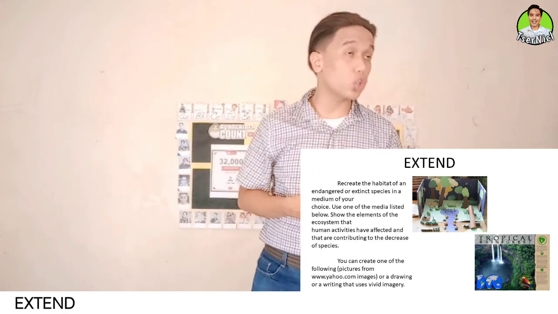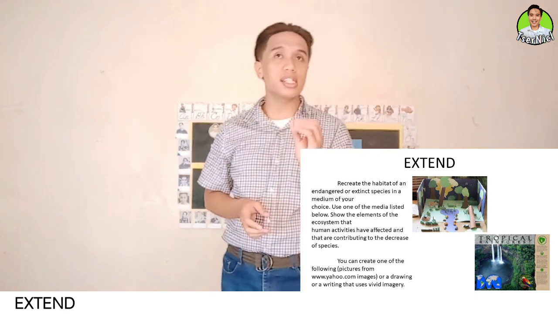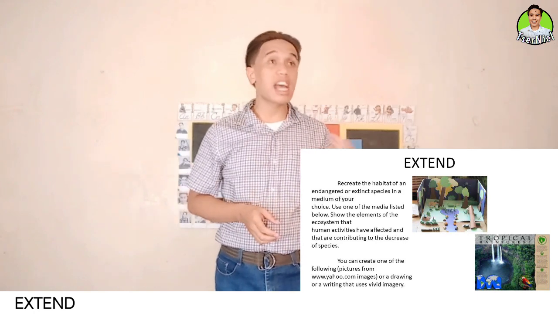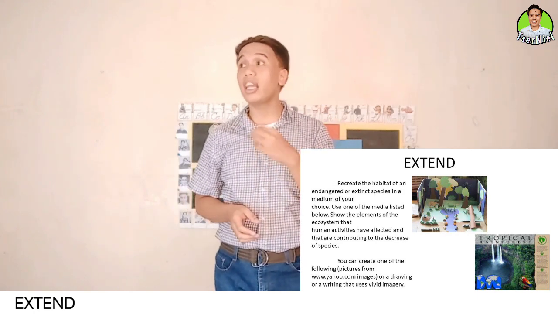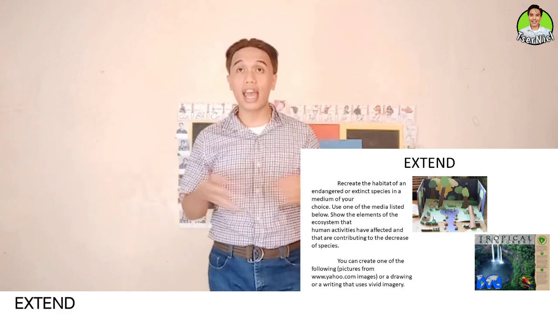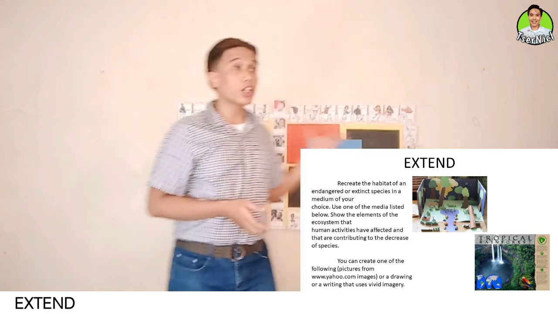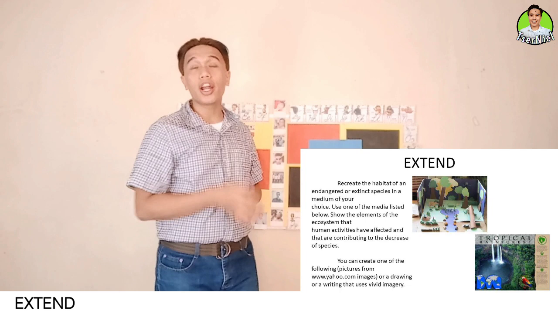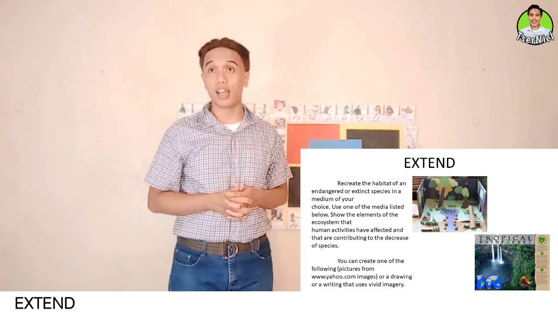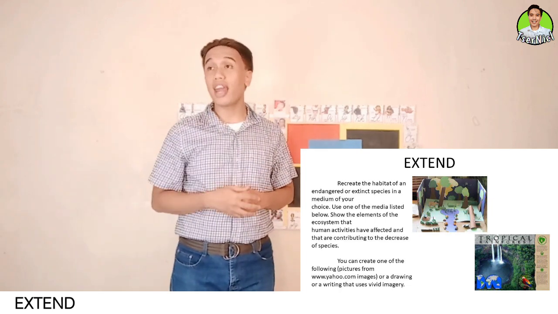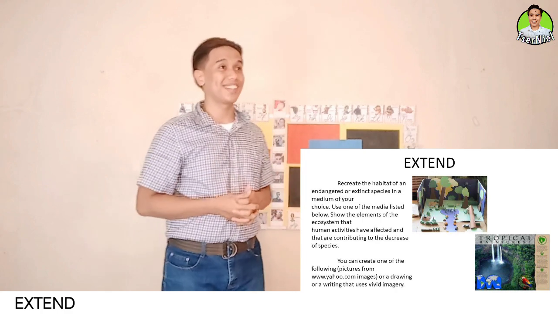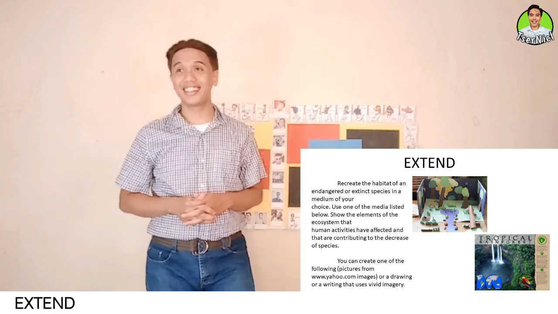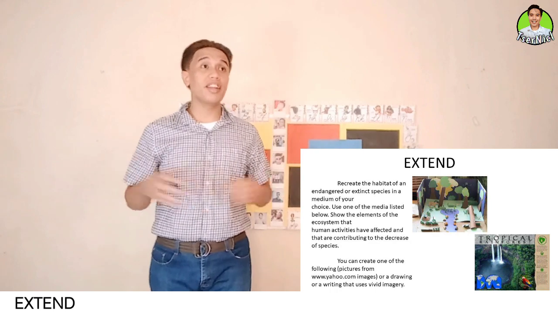But I want you to show the elements of the ecosystem that human activities have affected and are contributing to the decline of species. Do you understand? These pictures that you can see in the blackboard are some examples of those ecosystems. Now, I want you to write the directions in your science notebook. Is everybody finished writing?